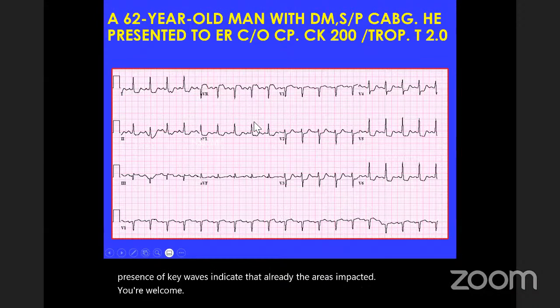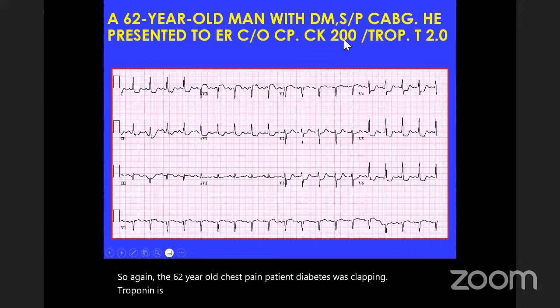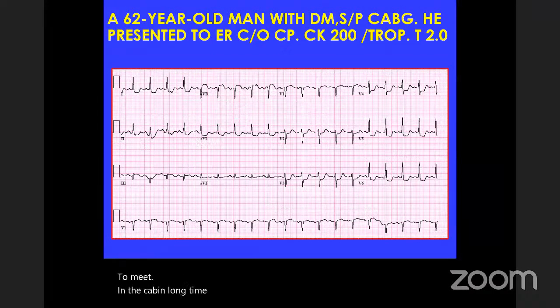So again, a 62-year-old with chest pain, diabetes, post-CABG, troponin is elevated, CK is 200. You mean he's fresh post-op or post-CABG a long time? CABG a long time ago, but he presented now to the emergency room with chest pain. It can happen also immediately after CABG, by the way.